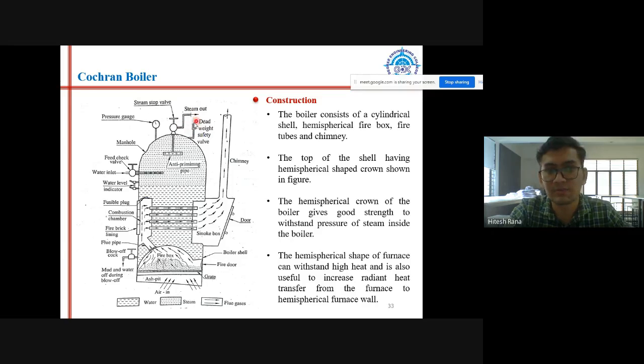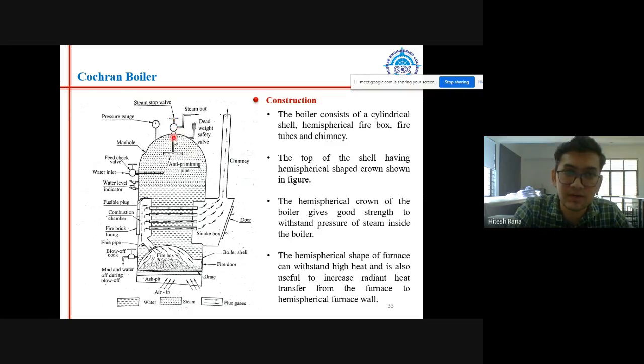Then for safety purpose, one safety valve is provided. Don't bother about the name of this safety valve. There are 4 types of safety valve generally used. We will learn all of them later on. Right now, just keep it as a safety valve. To avoid bursting or overpressure inside the boiler shell, a safety valve is attached on the shell.